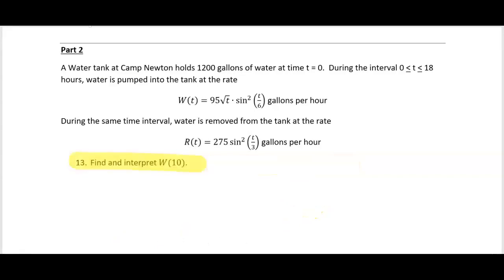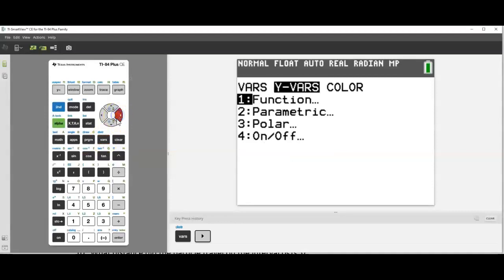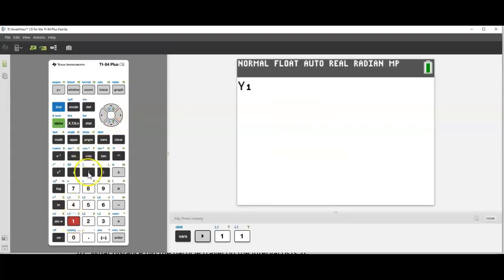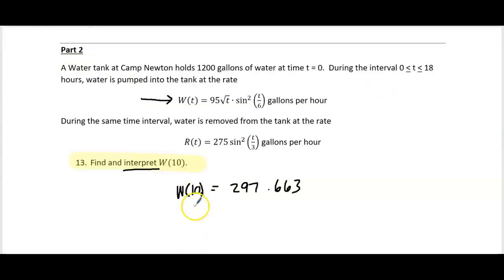Let's move on to number 13. All right, so let's go ahead and take a look at this one. W of 10. Well, that's actually pretty simple. We're just going to plug 10 into this function up here. But they want us to interpret what it means. So let's go ahead and plug it in first. So W of 10, I've stored W as Y1 on my calculator. I'm just going to plug 10 into that. And I get 297.663. But we do want to interpret this.